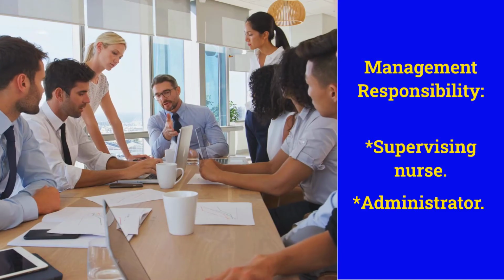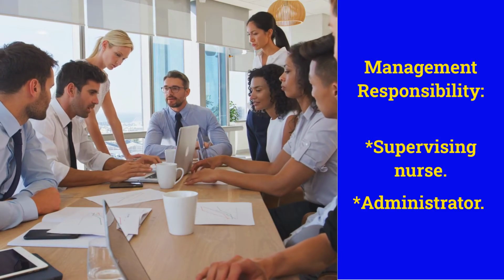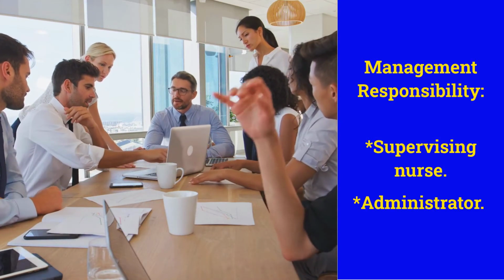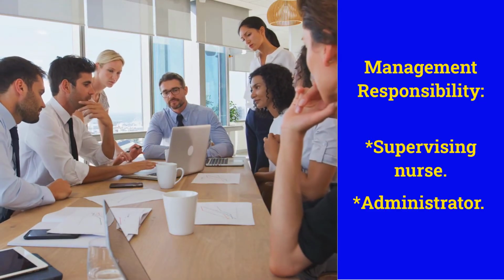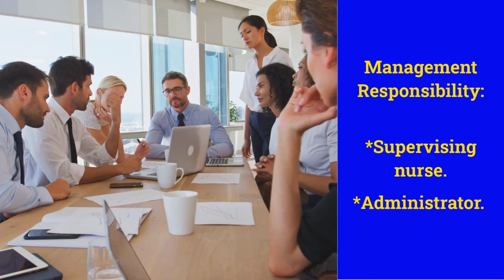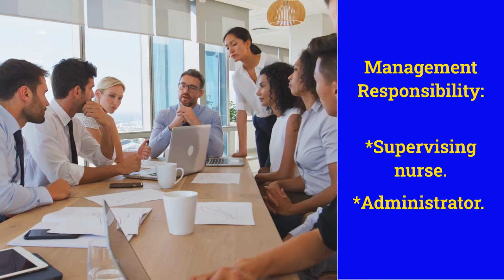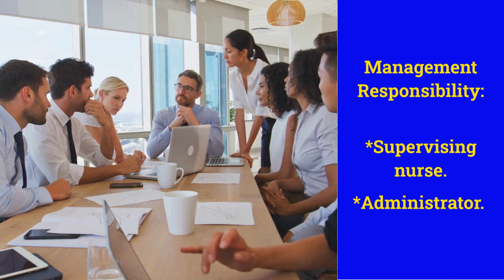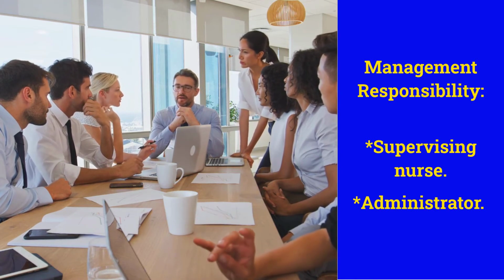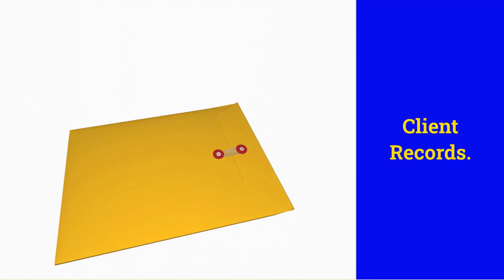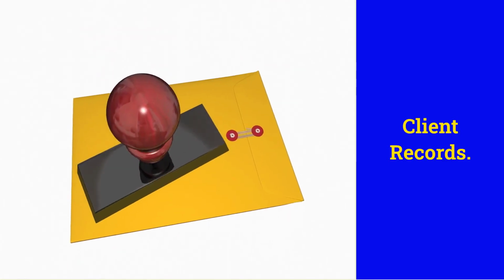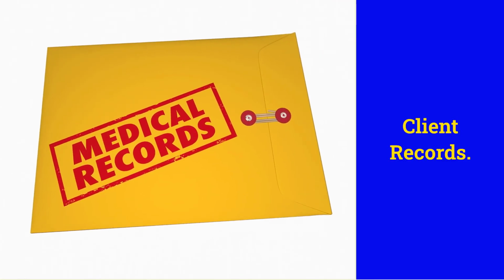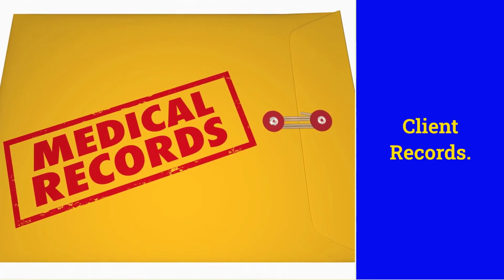Management responsibility, supervising nurse: the supervising nurse or the alternate supervising nurse did not ensure that care was provided according to a client's needs as written in the plan of care. Administrator: the administrator failed to manage the daily operations of the agency. Client records: the agency failed to have an individualized plan of care in each client record and/or failed to meet specified requirements for the information included in each of these plans.